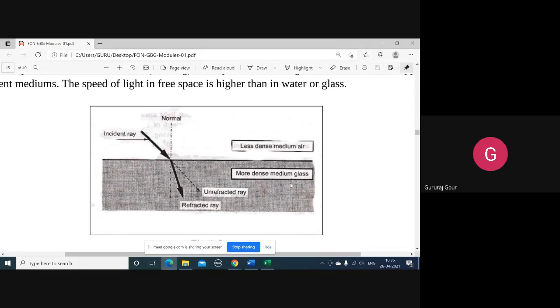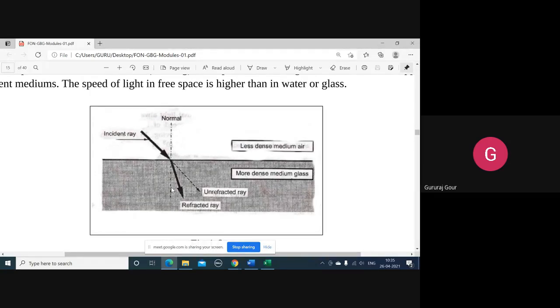depending on the density. Suppose the density here is more compared to the air, then it will make your ray bend towards the normal. Understanding? So what I'm telling in terms of densities: if the second medium density is more than the first medium density, it will make the refracted ray bend more towards the normal.